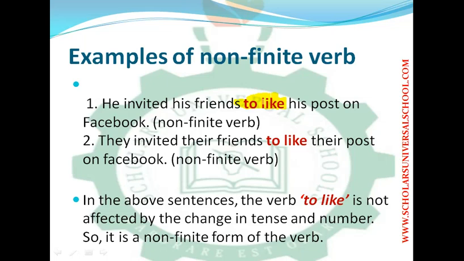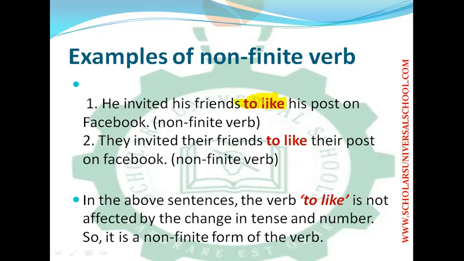Now, he invited his friends to like his post on Facebook. So a non-finite verb is "to like." They invited. You can see now. Look at it. I want you to pay attention to "to like." In all of these examples, I'm going to read to your hearing what you are seeing on the screen now. He invited his friends to like his post on Facebook.